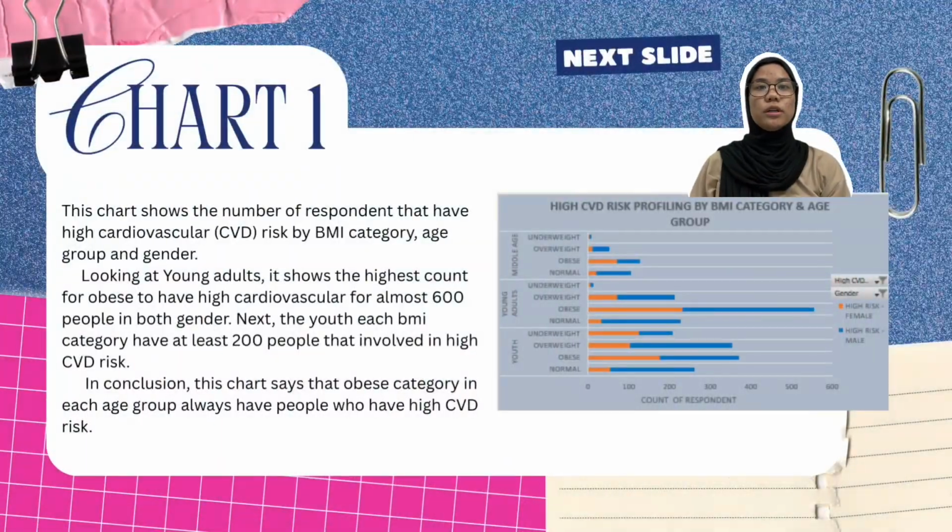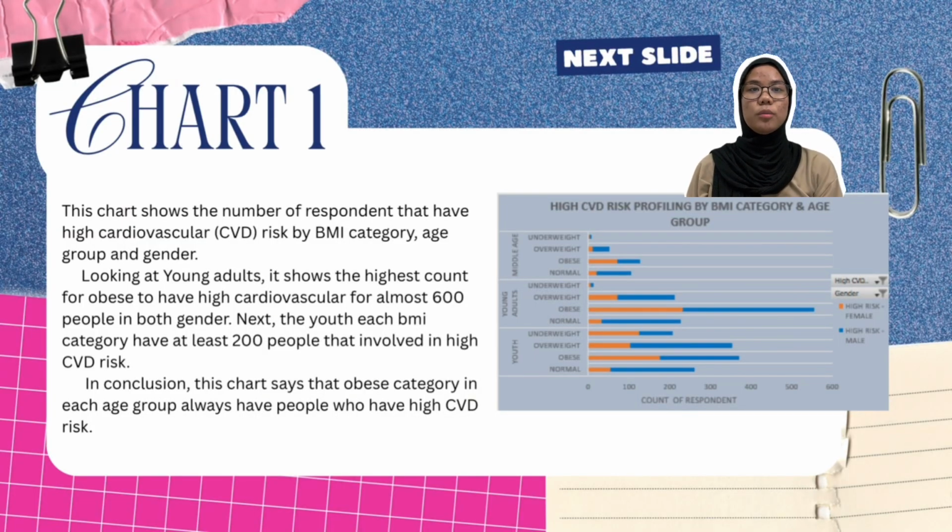Okay, now we're going to talk about the charts. The first chart shows the number of respondents that have high cardiovascular risk by BMI category, age group and gender. Looking at young adults, it shows the highest count for obese to have high cardiovascular risk, almost 600 people in both genders. Next, the youth age BMI category have at least 200 people that are involved in high CVD risk. In conclusion, this chart says that the obese category in each age group always has people who have high CVD risk.